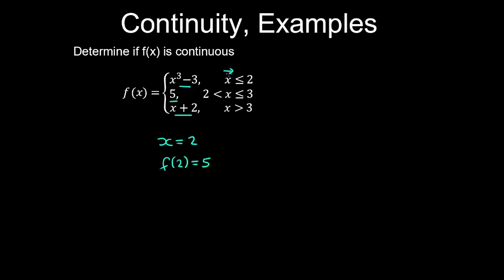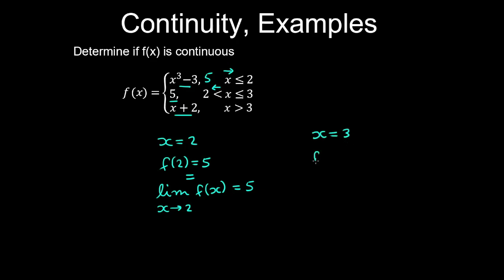And as x approaches 2 from the left, the function approaches 5. And as x approaches 2 from the right, the function also approaches 5. So therefore the limit is defined at x equals 2. And we can see that the value of the function is equal to the limit, so the function is continuous at x equals 2.